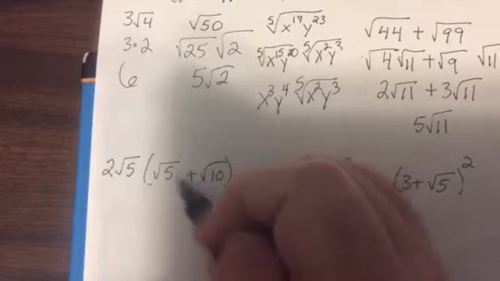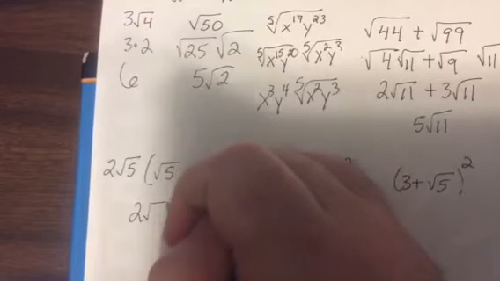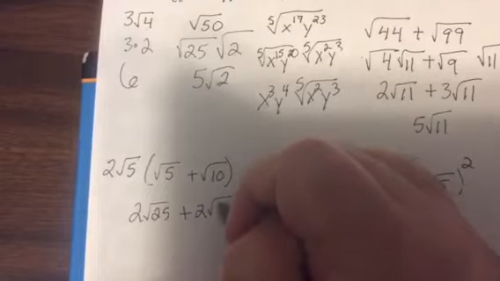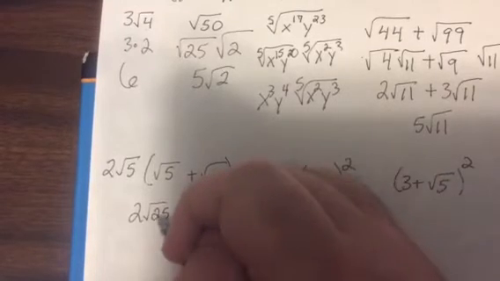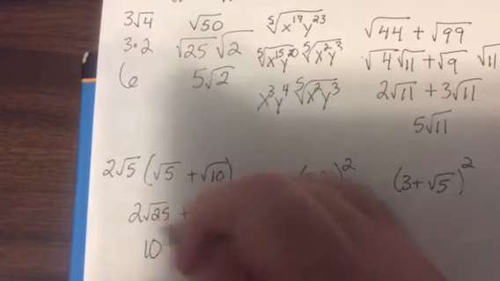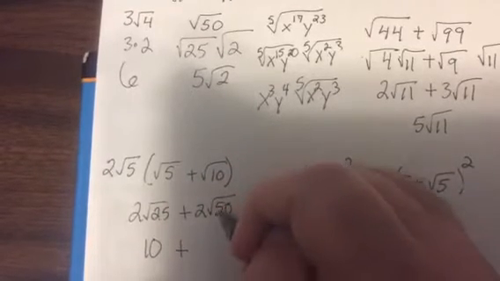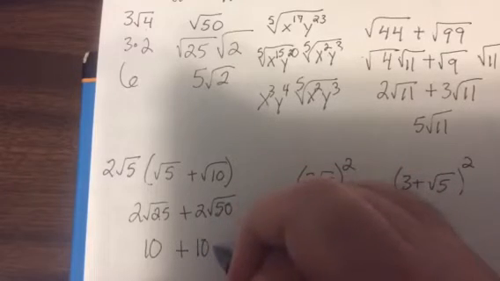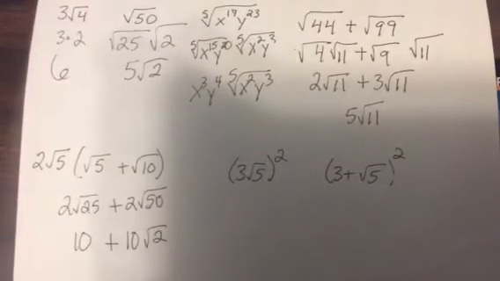Okay. This one, distribute. So it'd be 2 square root of 25 plus 2 square root of 50. Again, 50, if you don't know that by now. Square root of 25 is 5, so that's 10. 2 times 5 plus 50 is 25, and 2 square root of 25 is 5. So it's 10 square root of 2.